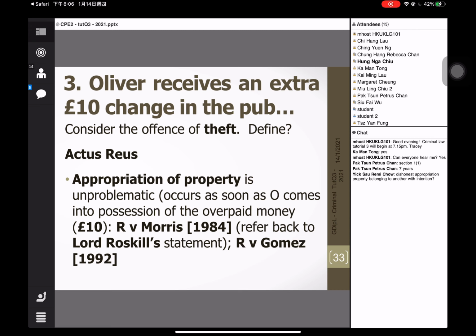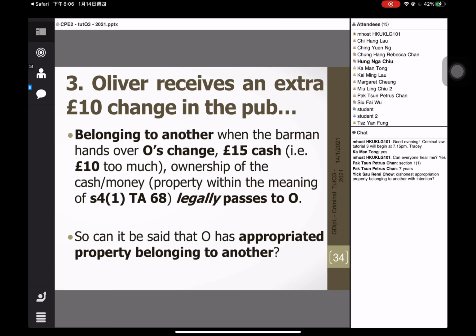The money can be property within the meaning of Section 4 of the Theft Act 1968, because Section 4 actually refers to property being money and property, real property and personal property, and so on. So here the problem is not that money is property, but the question is whether it belongs to another, because cash is quite a peculiar scenario.